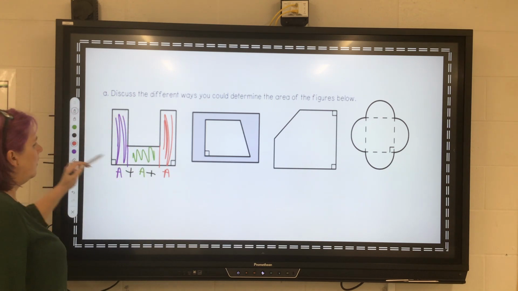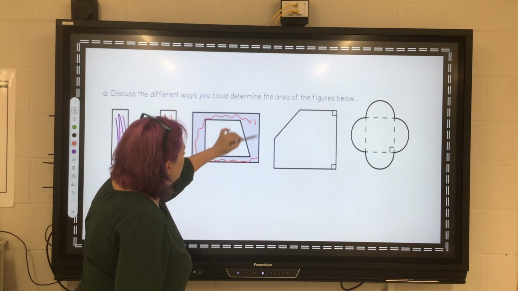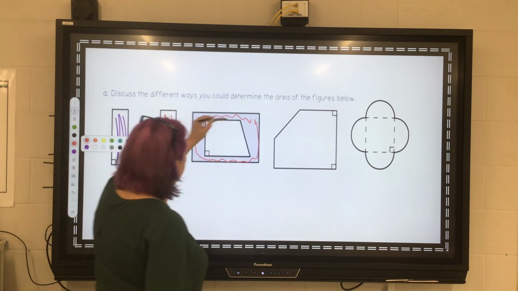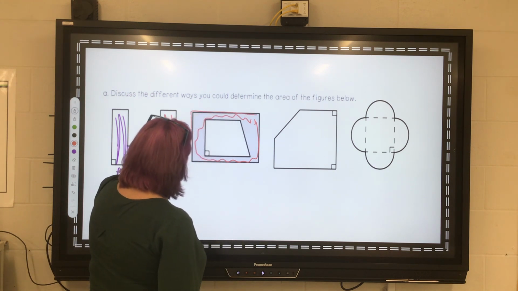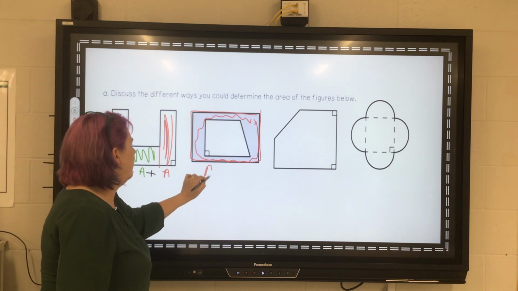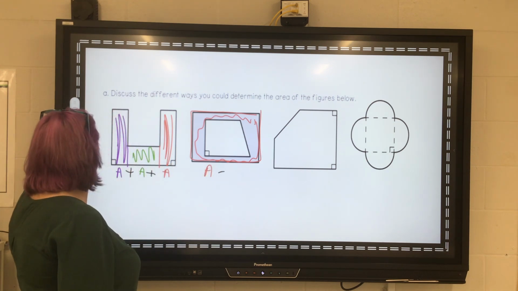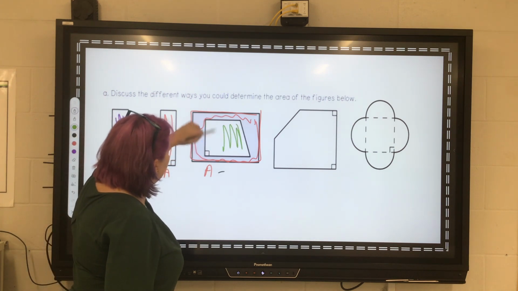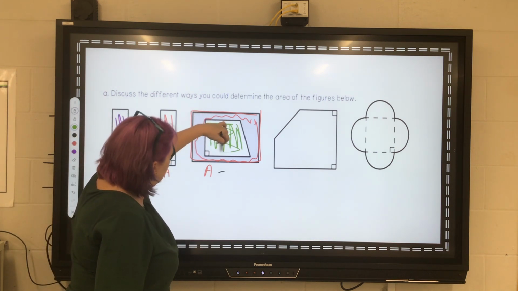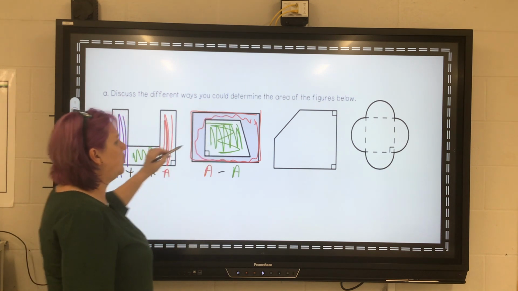On this one, this is shaded. All this is shaded. So what I want to do is find this whole box. I want to find the area of that shape, and then I want to subtract this trapezoid shape right in here. And so I'm going to subtract that area to find my shaded region.